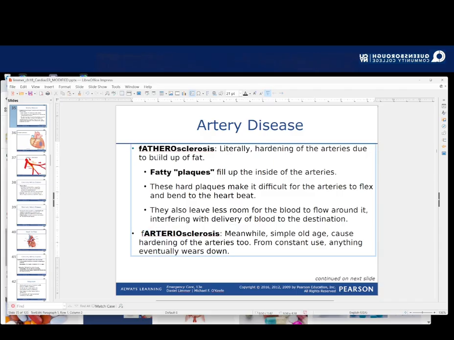Put a little F in front of the word, and if it spells fat, it's the fatty plaque buildup causing the sclerosis. If it spells something else, then it's hardening of the arteries from simple wear and tear. Everything breaks down eventually. Nobody lives forever.